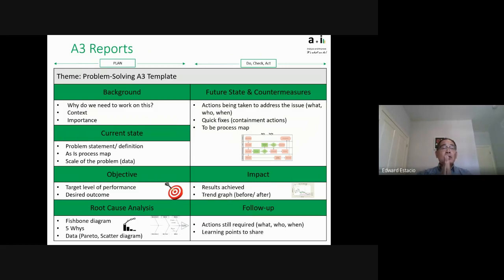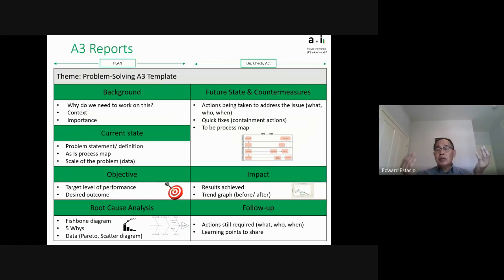So that's an example of an A3 report, which you have at the top. You have the problem and the team, which we're going to go through one by one later on. We need the background. Why do we need to work on this? Why is it really important? What's the current state? What's our problem definition? What is the gap between the ideal situation and the current situation? What are our target objectives? What do we want to see? What is our desired outcome?